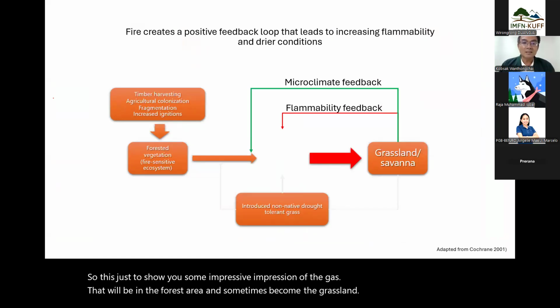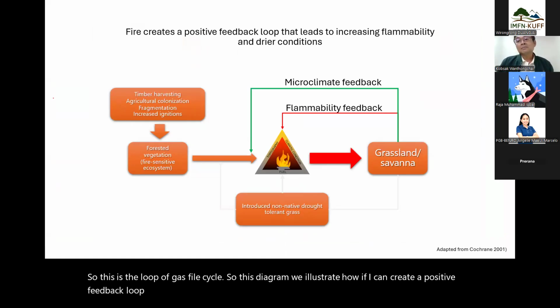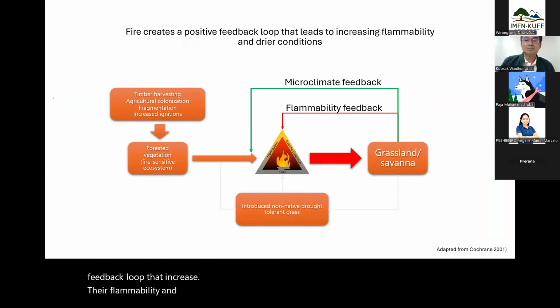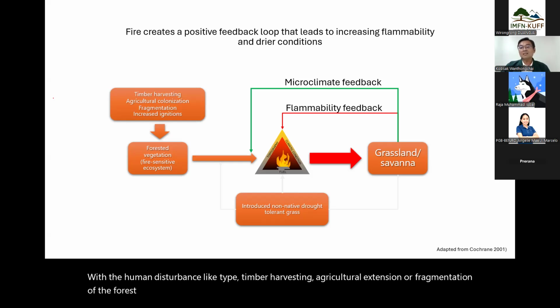This is the loop of the grass-fire cycle. This diagram illustrates how fire can create a positive feedback loop that increases flammability and promotes drier conditions over time. It often begins with human disturbance like timber harvesting, agricultural expansion, or fragmentation of the forest, which increases the ignition sources in the fire-sensitive forest ecosystem.